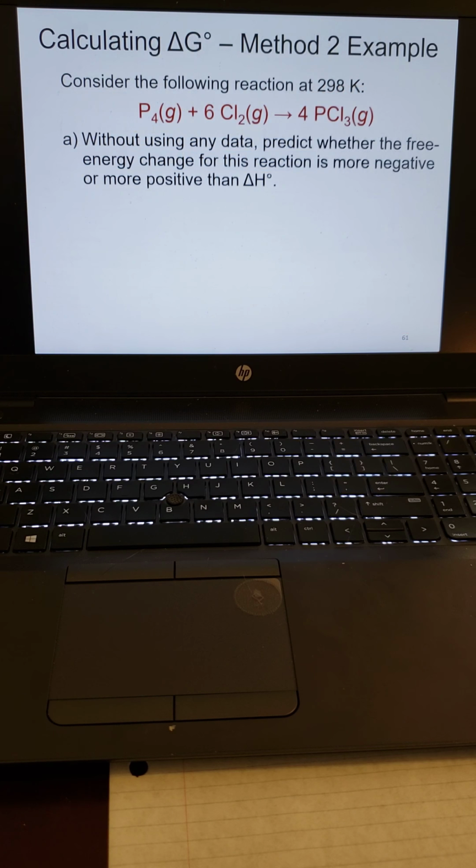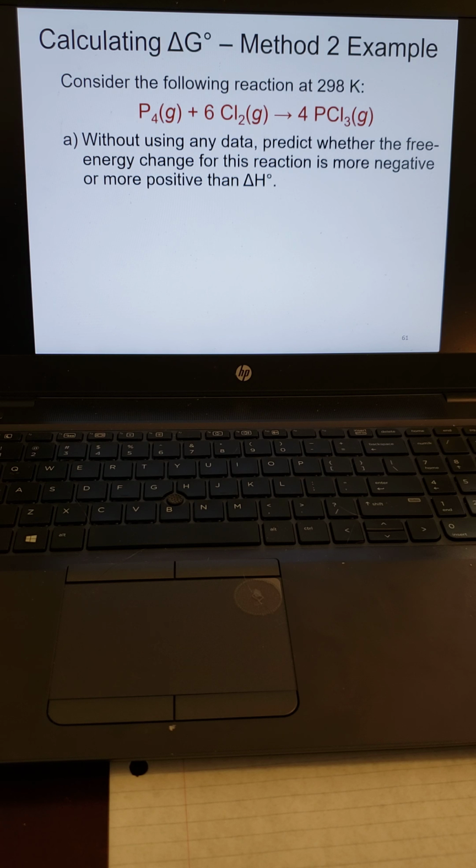Okay, so let's do a sample question here. Consider the following reaction at 298 Kelvin. We're taking 1 mole of P4 gas and reacting it with 6 moles of diatomic chlorine gas, and we're generating 4 moles of PCl3 gas. Without using any data, so no numbers at this point, we should be able to predict whether the free energy change, which is delta G, for the reaction is more negative or more positive than the delta H.